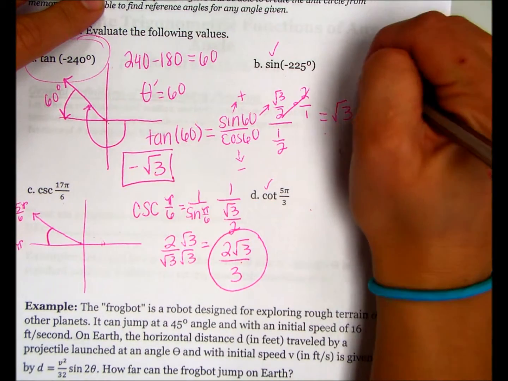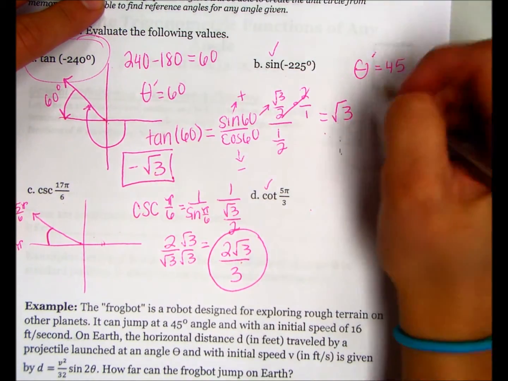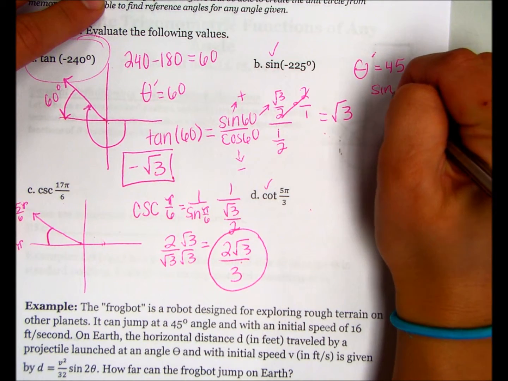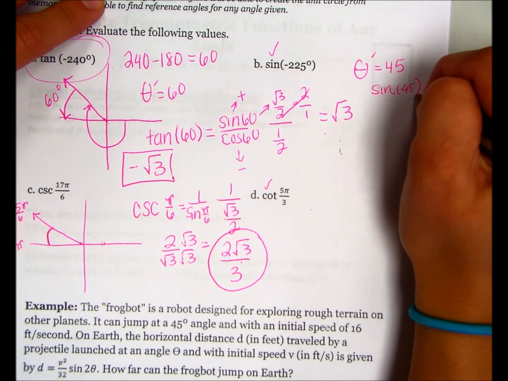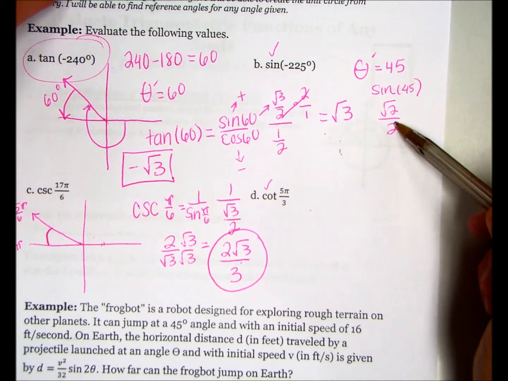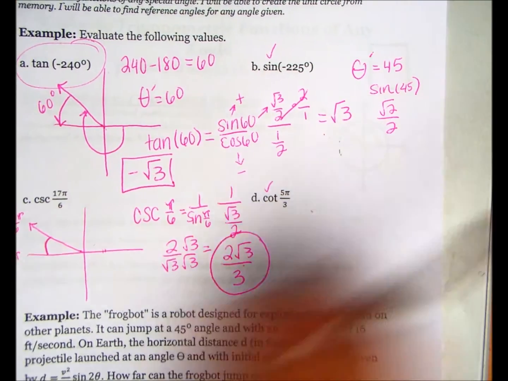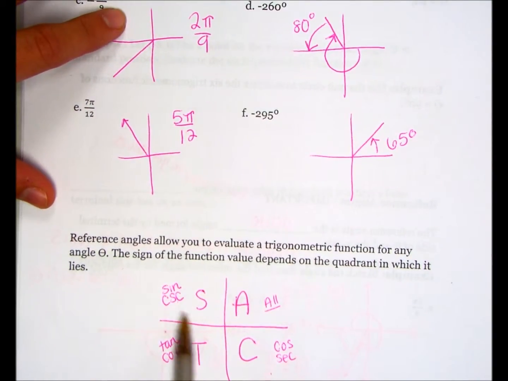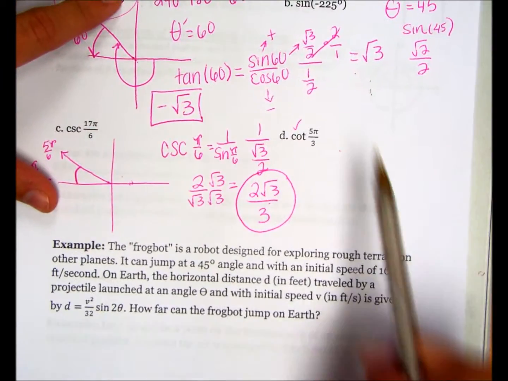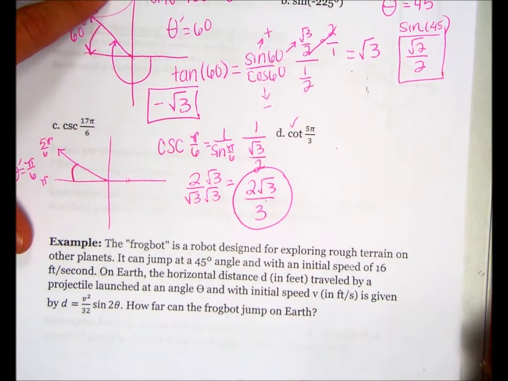For B, you should have gotten your reference angle as 45. So when you took sine of 45, it would have been the square root of 2 over 2. Now I have to remember, is this my final answer? Well, in quadrant 2, sine is positive. This was in quadrant 2, so this is my final answer.